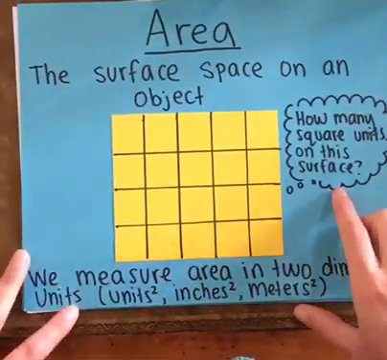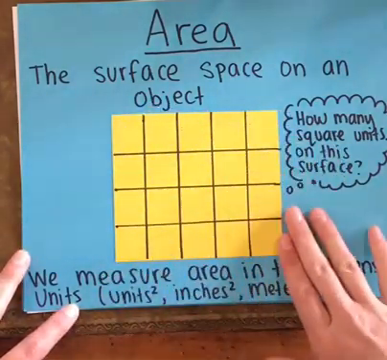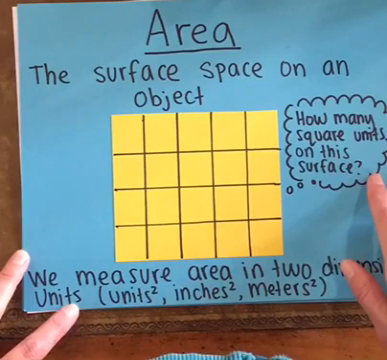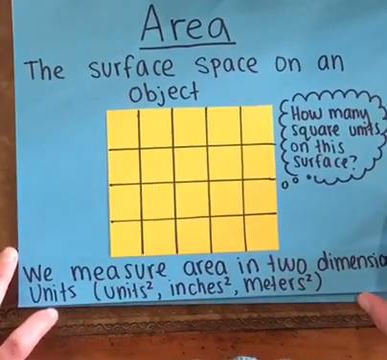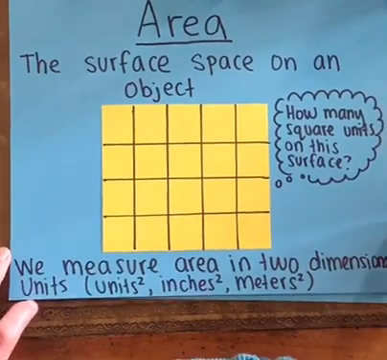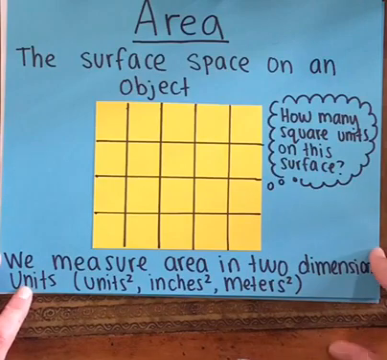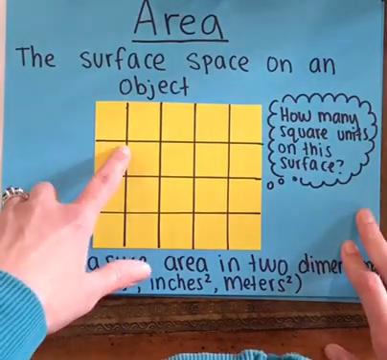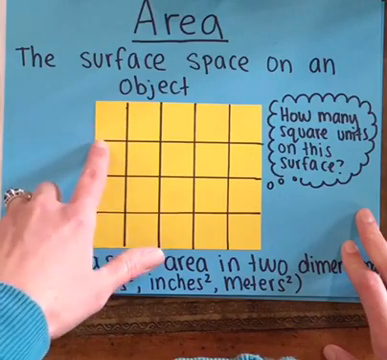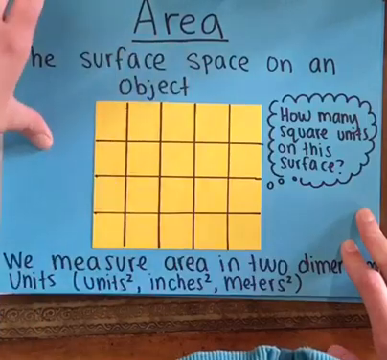Area is the surface space on an object. So how much space is taken up on the flat surface of an object? How many square units are on a surface is what we're trying to figure out when we look for area. And that means that we measure in two-dimensional units. So inches squared, units squared, meters squared, whatever it is that we're measuring with, because our answer is how many of these squares that have a length and a width are there on our object.